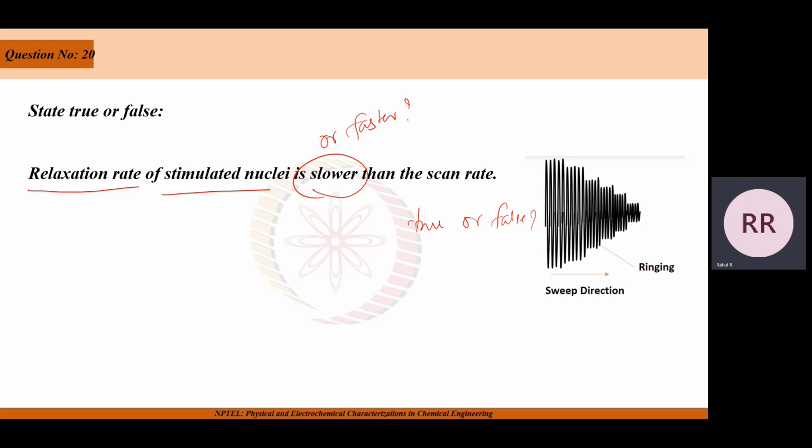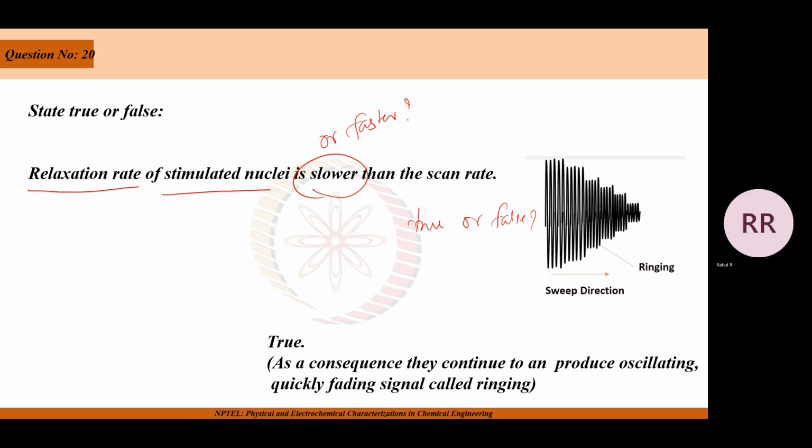Okay, I think you got enough time to think about the answer. The answer to this question is true. The relaxation rate of the stimulated nucleus is actually slower than the scan rate. As a consequence, it produces an oscillating and quickly fading signal, which is called the ringing effect. If the relaxation is not fast, this will produce an oscillating effect.